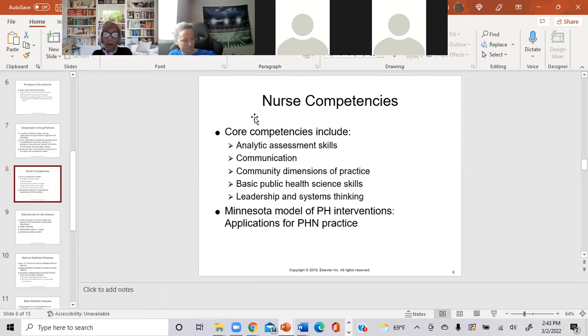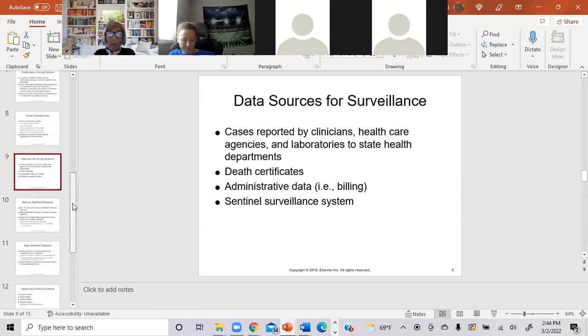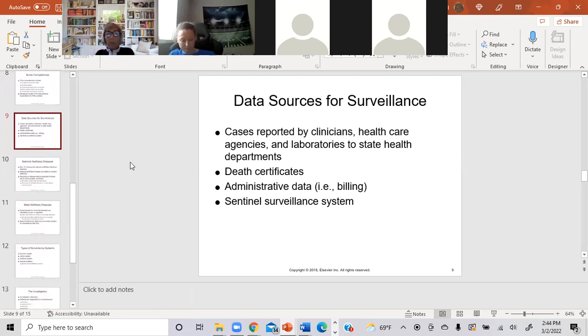Okay. Right? What are some competencies the nurses have to have when we're talking about surveillance monitoring, outbreak monitoring? Here's some of our core competencies, right? We need to be able to analyze data, be able to communicate, have good leadership skills, because you're probably going to be leading that charge. Right? What are data sources? How do we get data to complete our surveillance tasks? Right? Do we go for birth certificates, death certificates, administrative data, cases reported by school nurses or doctors?